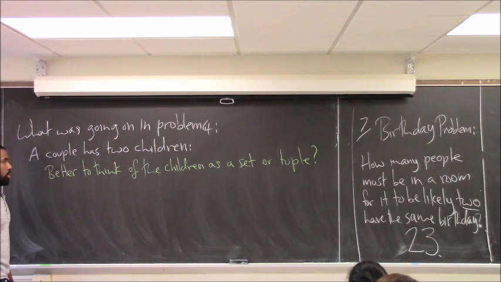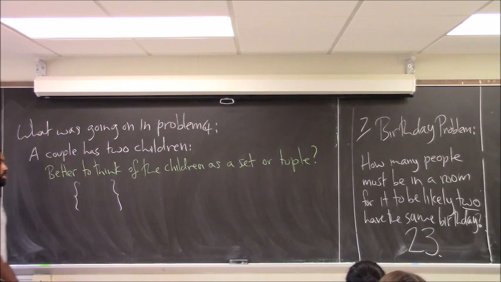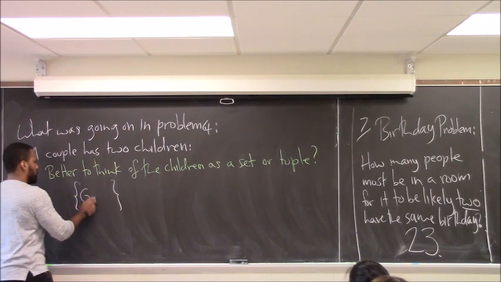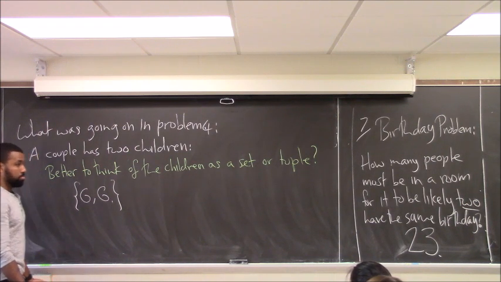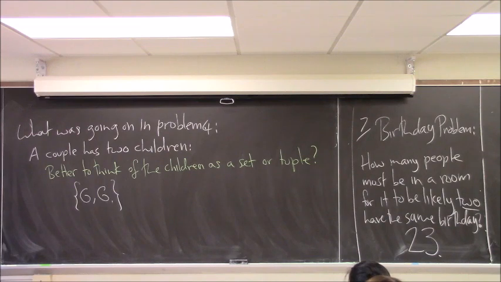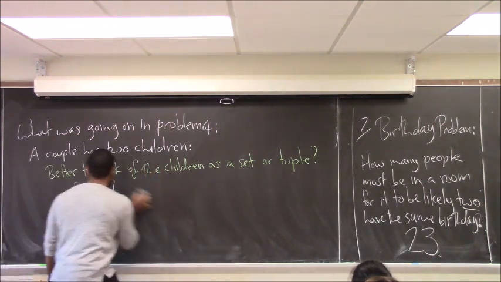Well, what would a set tell us? Let's say we have 2 girls. How would you represent that in a set? GG. That's a problem, isn't it? The set is going to be like, okay, it's just G. It's not really a good way to think about it. It's actually better to think of it as a tuple.